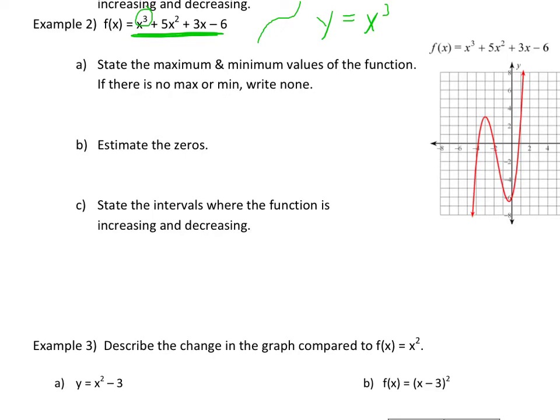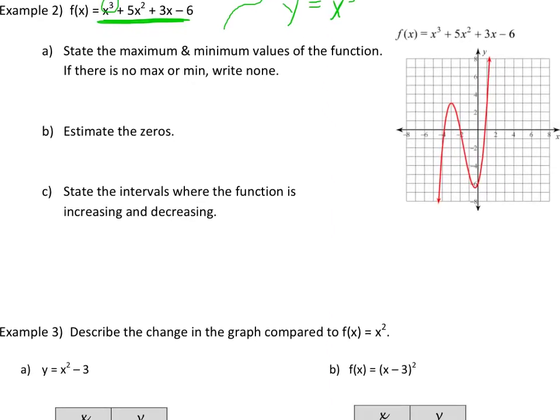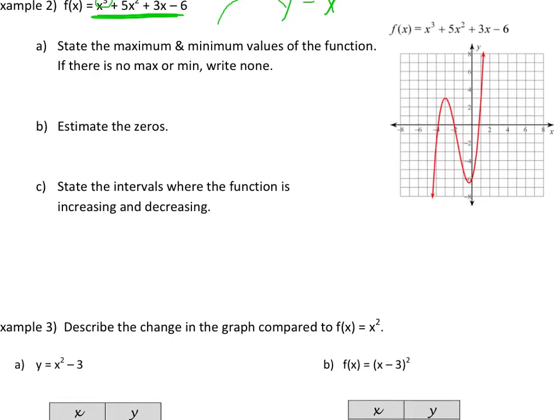We have the graph given to us in red, so let's take a look at this and see what we can describe. For starters, it says what's the max. Now notice that it goes on forever, upward. So there is no maximum.